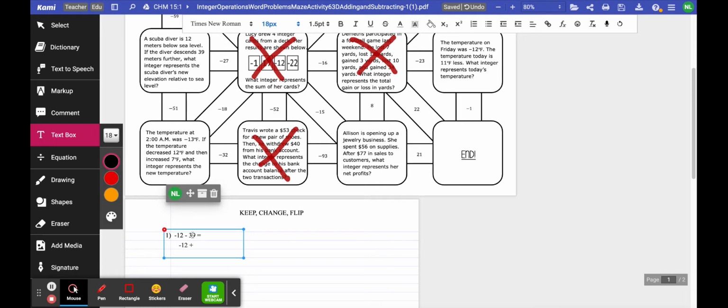This number is a positive 39. All right. We're not looking at the subtraction sign. It's a 39 by itself. So I have to change that to a negative 39. And I'm going to use parentheses to do that.